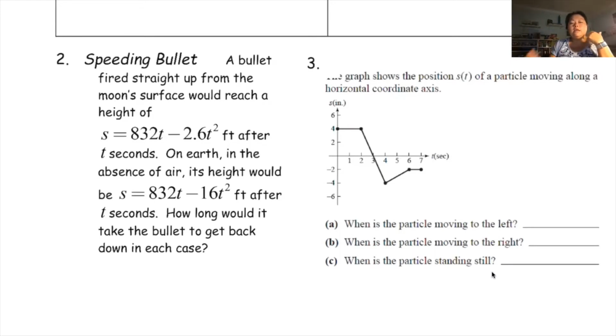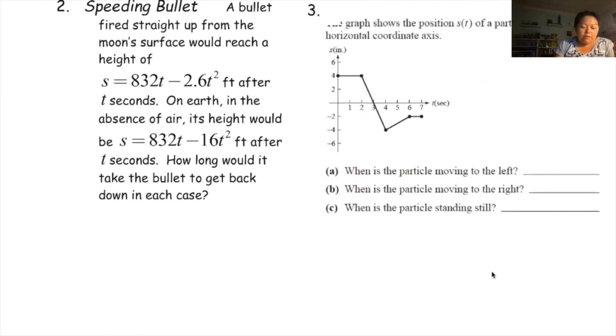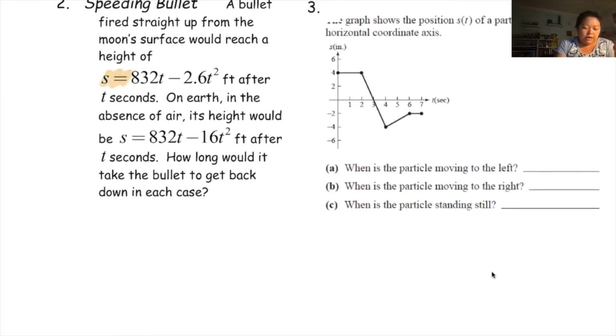So when is the bullet coming back to the ground, right? So we're looking at when s equals 0, because when the bullet comes back to the ground, the height is 0, right? So in this case, you actually are not required to do any calculus. This is pure algebra. So you're really looking for the one for the moon, which is this one right here. When does it equal 0? When is height equals 0? That's when it hits the ground.